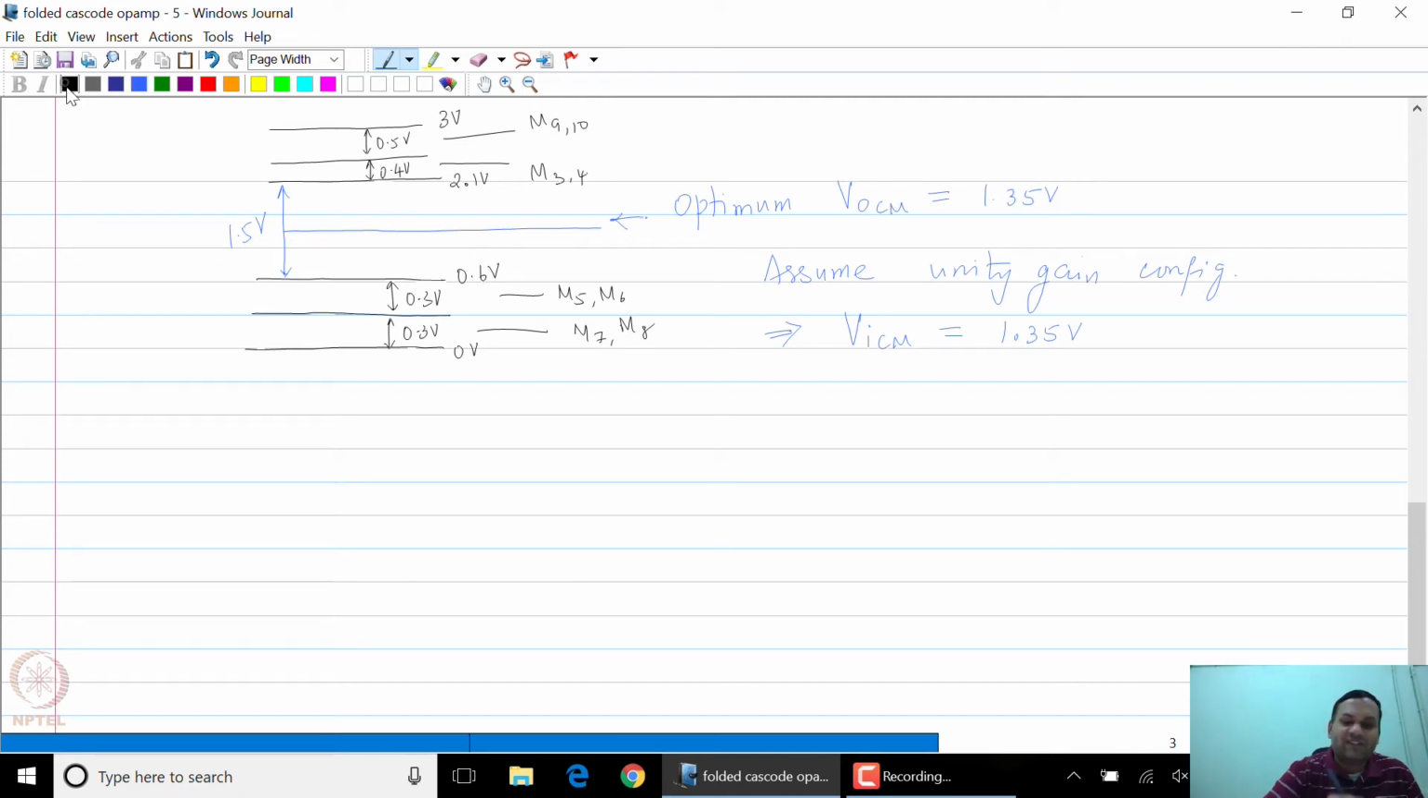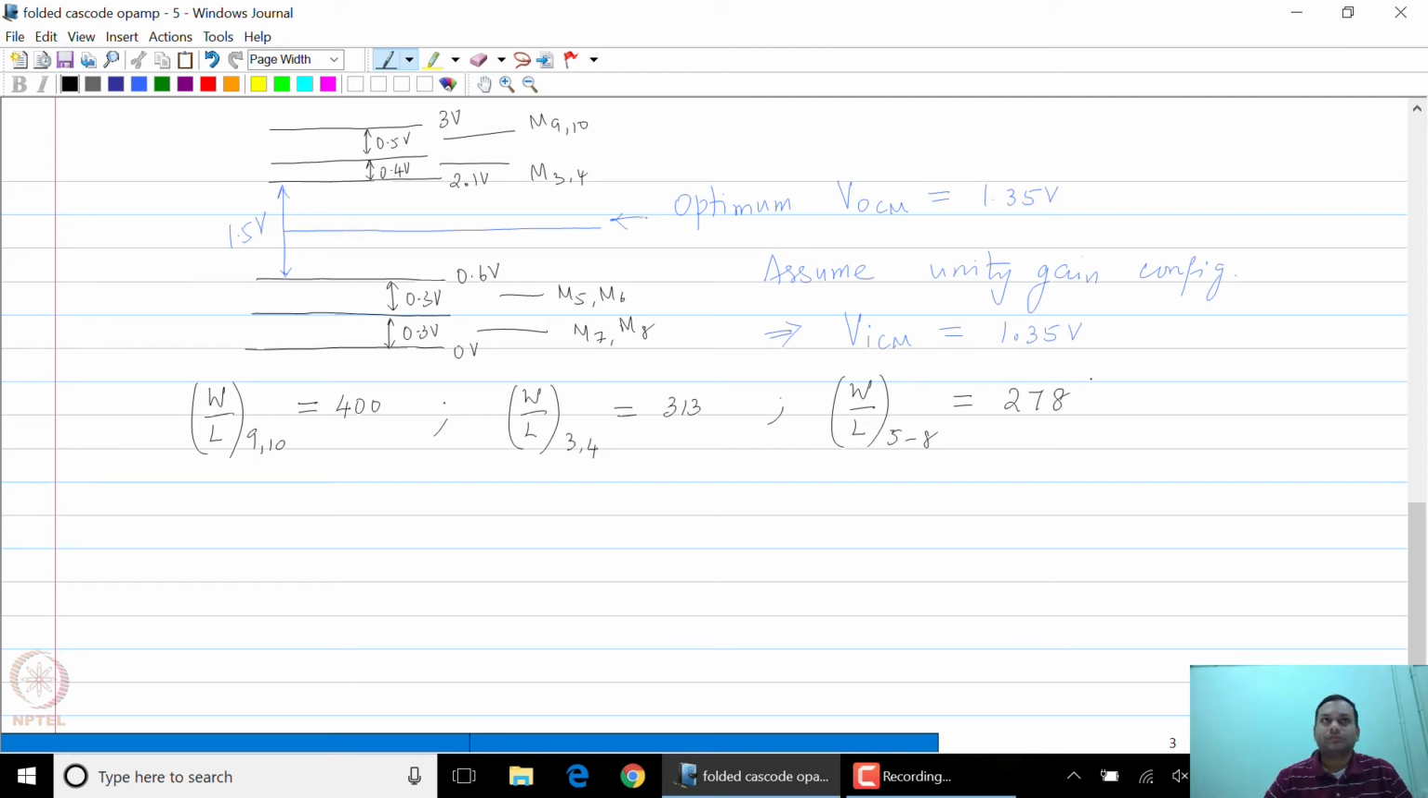So before we go there, now that we have fixed the overdrives of all M3 to M10, let us now derive the W over L. So W over L of 9 and 10, because we have fixed the currents and the overdrive voltages, you can calculate this. It turns out that W over L of 9 and 10 would be 400. W over L of 3 and 4 would be approximately 313, and W over L of 5 to 8 would be 278 approximately. So once you have fixed this, we can now come up with the input levels also.